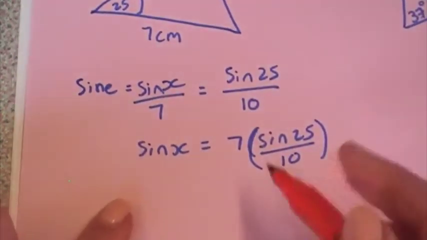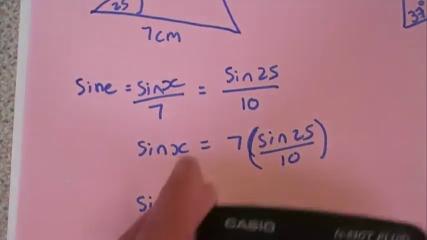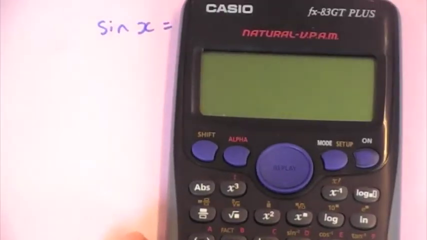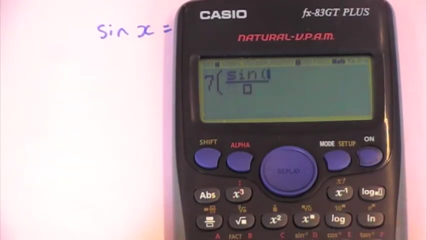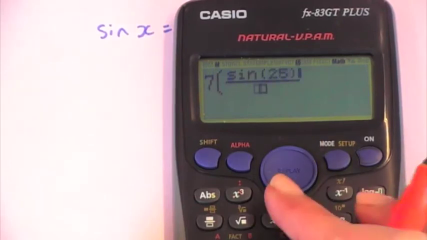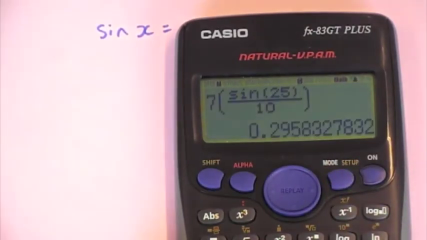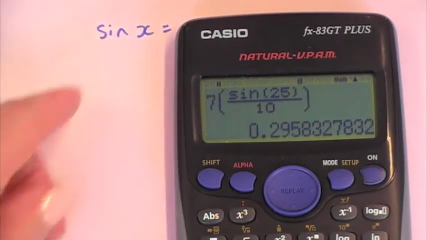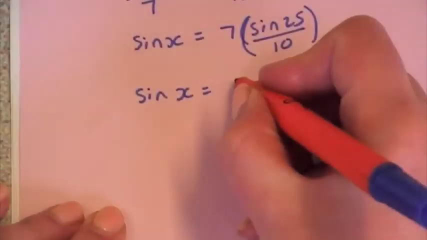Now at this point, I'm going to work this out. Sine of x equals, so I'm going to put in my calculator 7, open bracket, sine of 25, close this 25 bracket off, over 10, and that equals 0.295, blah, blah, blah. I'm keeping that on the display. That stays on the display. I'm just going to make a little note of it here.